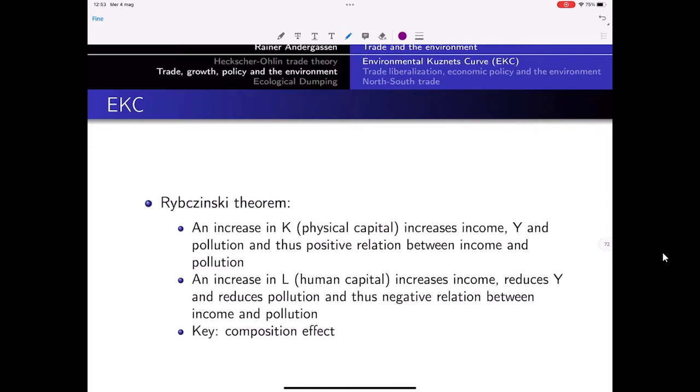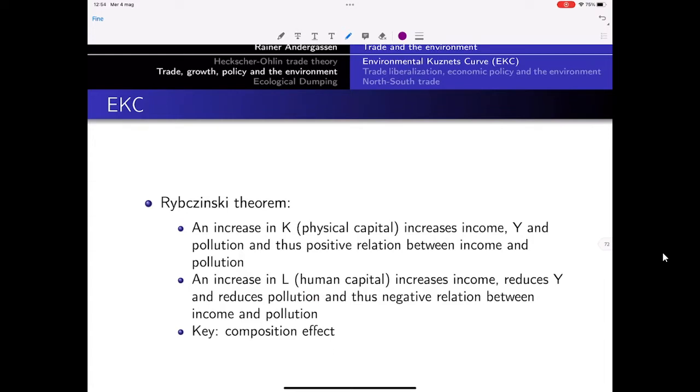Now, the accumulation of human capital rather than physical capital, according to the Rybczynski theorem, should lead to an expansion of the economy, but in the direction of the clean good rather than the dirty good. And therefore, you see here, there is a change in the composition of the economy. And this now should lead to a negative relationship between growth, and therefore income, and pollution. So now you have an increase in income, but lower pollution.